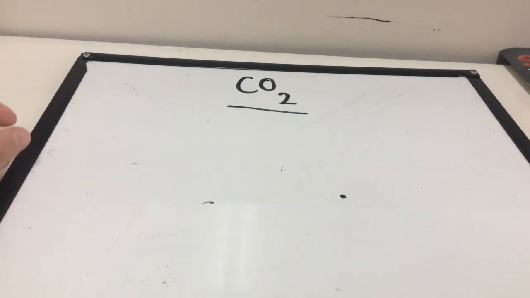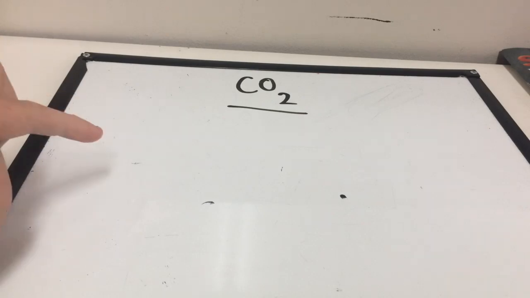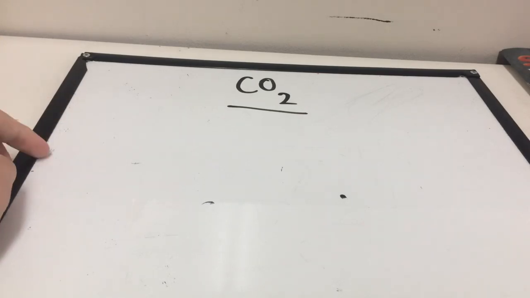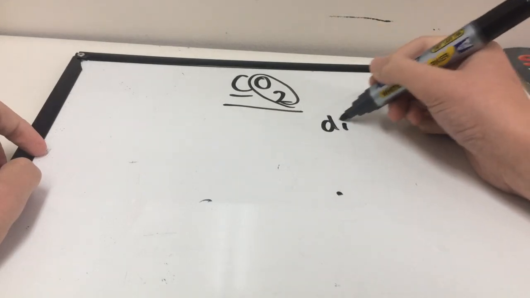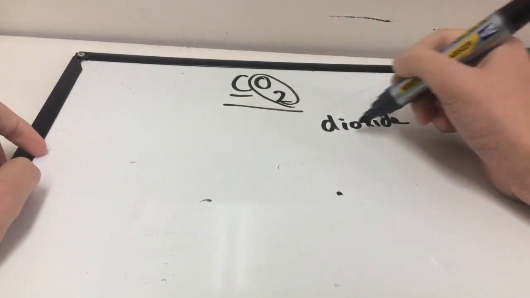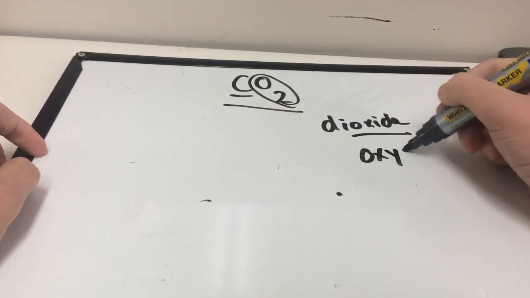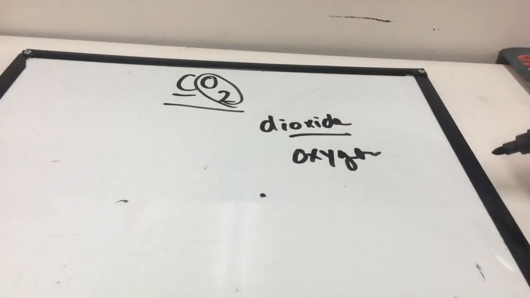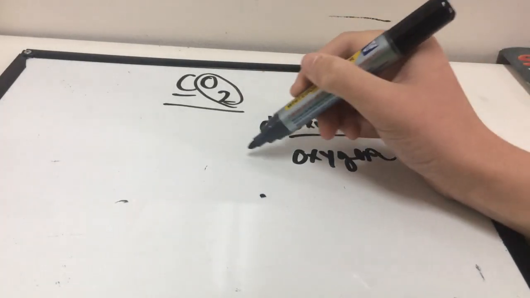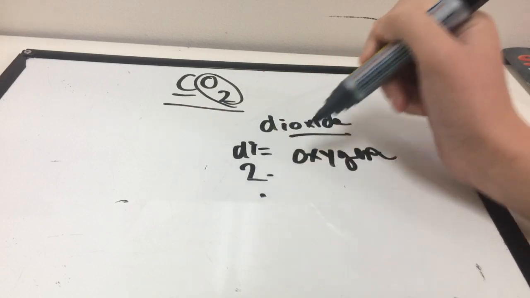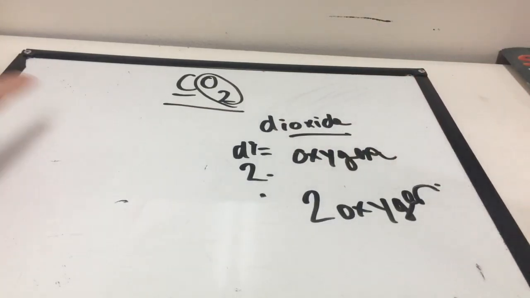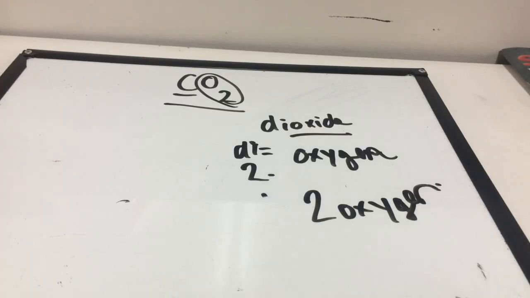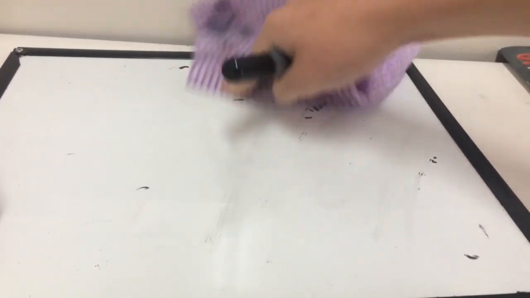CO2. Some of you should know this is carbon dioxide. Carbon dioxide is 1 carbon and 2 oxygens. And why do we call it dioxide? Oxide is like oxygen, and di means 2. So 2 oxygen. There you go, carbon dioxide. That's 1 carbon, and then 2 oxygens.